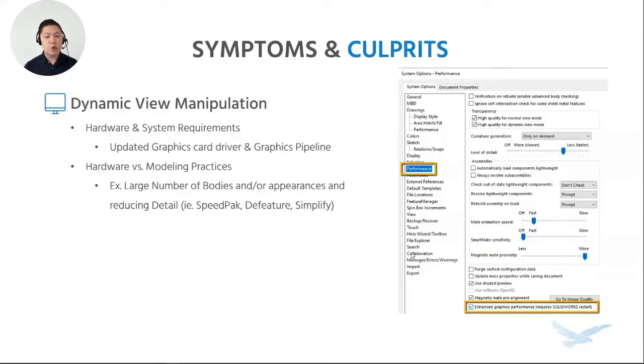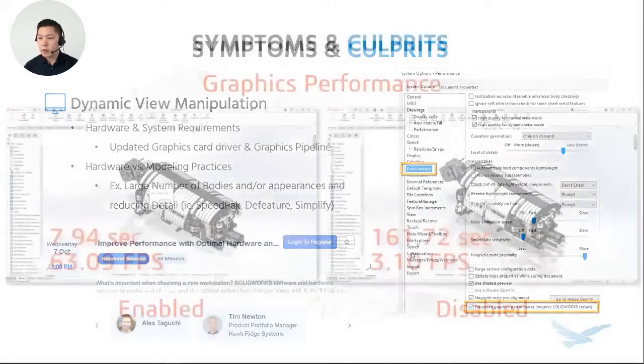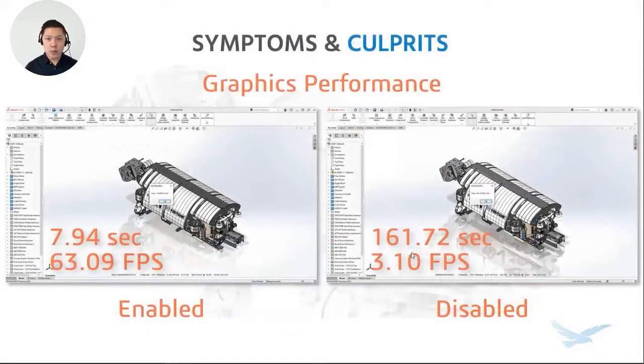SolidWorks has made improvements to this, strides in this, starting with 2019. So as you're panning, zooming, rotating around the model, your assembly, it's gonna be smoother, it's gonna be more responsive, and you're gonna be able to achieve higher frame rates when you have that on. And you can see and compare the differences here. In 2021, they've also taken that up a level further.